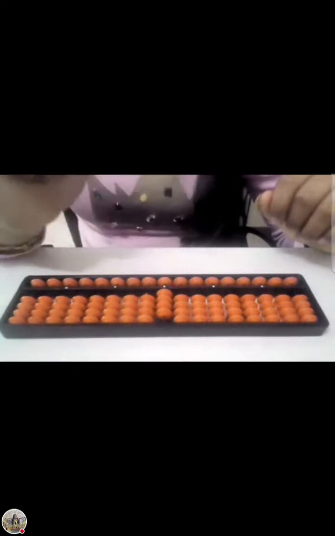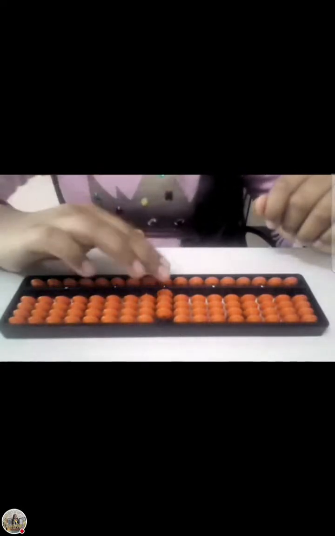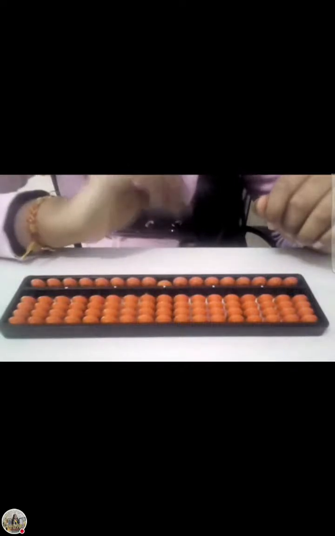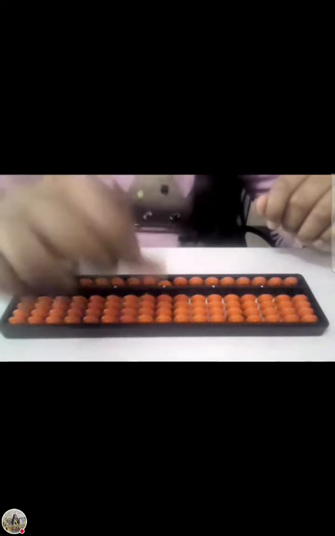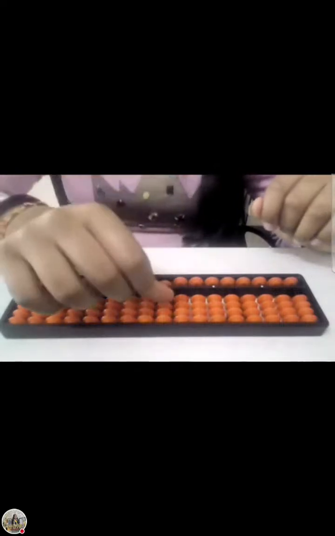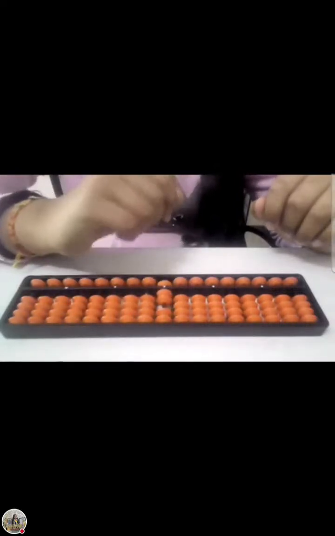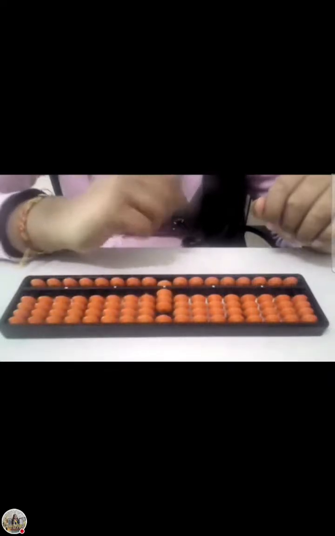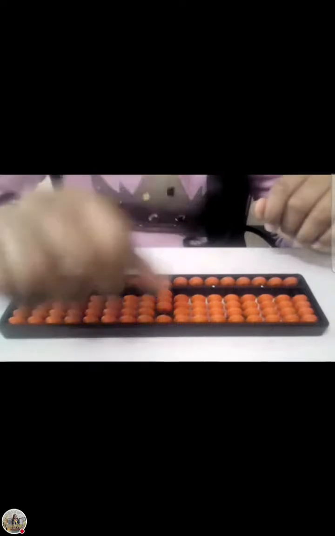In 4, if I have to add 1, I can do it by small friends. The answer will be 5. If in 5 I have to add 1 directly, 6. 6 plus 1 direct, 7. 7 plus 1, 8, which was done directly. 8 plus 1 direct, 9.